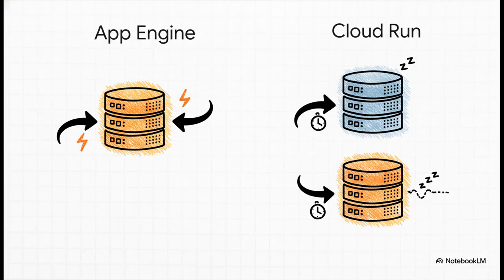So why the speed difference? Well, the most likely reason is something called a cold start. The App Engine instance in this test was basically running 24/7, so it was always warm and ready to respond instantly. But Cloud Run, because it's serverless, has to wake up and boot up its container when a new request comes in after it's been idle. That little bit of boot up time adds to the total delay. And this brings us to that classic trade-off. Do you want to save money or do you want to save milliseconds?